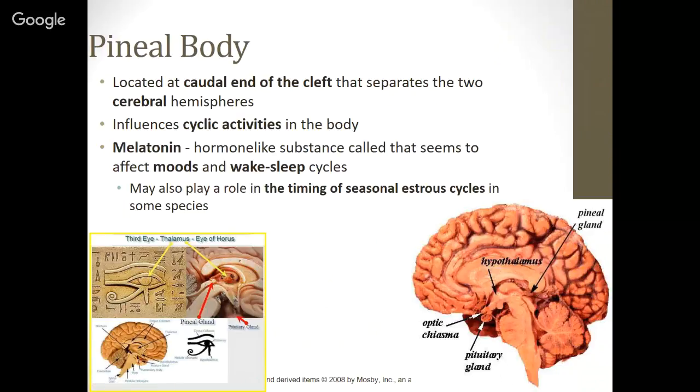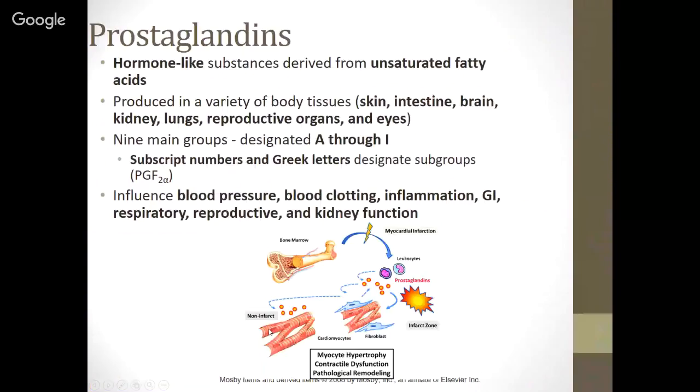It influences cyclic activities in the body. Melatonin is a hormone-like substance that seems to affect moods and wake-sleep cycles. It could also play a role in the timing of seasonal estrous cycles in some species. So you've got to think back, who are the animals that have seasonal estrous cycles? Well, actually, cats and dogs do, but horses are long day breeders, and sheep and goats are short day breeders. So those are seasonal estrous cycles, and that is controlled by the pineal gland.